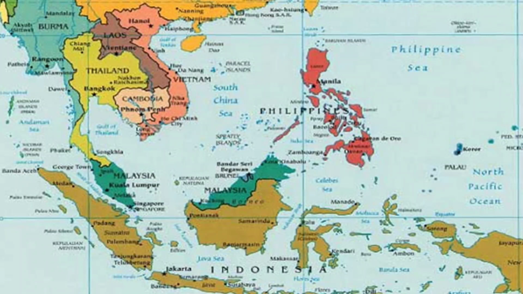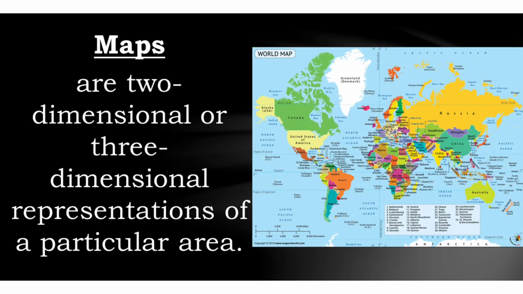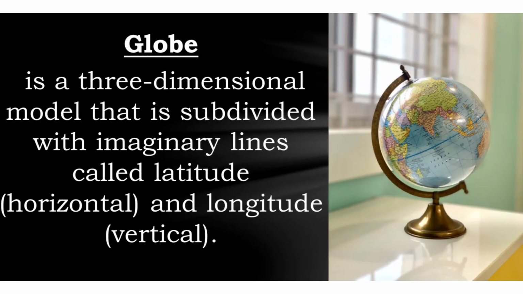Do you know where the Philippines is? The Philippines is on Earth, of course, but where exactly is it located? To answer this question, you have to learn a new skill, which is locating places using latitude and longitude. When locating places, we can use either a map or a globe. Maps are two-dimensional or three-dimensional representations of a particular area, while a globe is a three-dimensional model that is subdivided with imaginary lines called latitude and longitude.